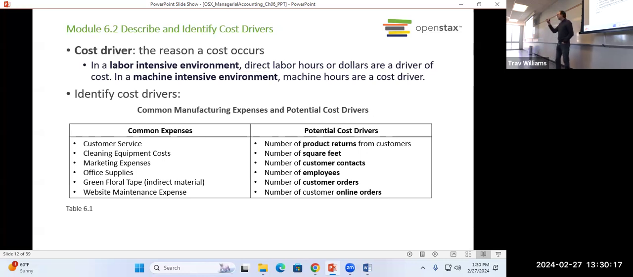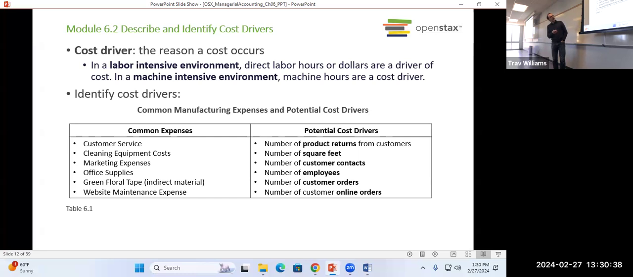So far, we've looked at the traditional activities. Here are some examples of some other activities we could use to estimate overhead, to figure out how much to apply to a particular process or job.